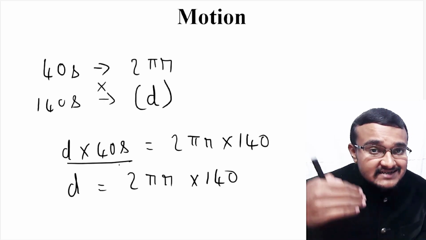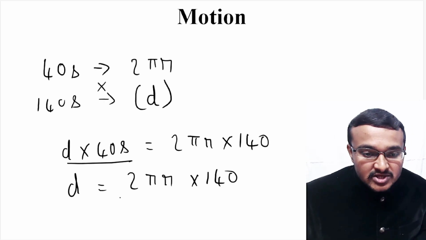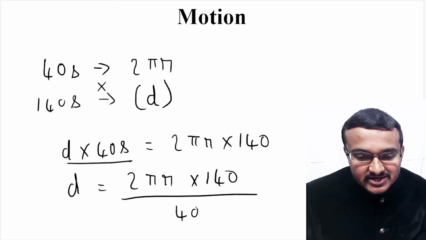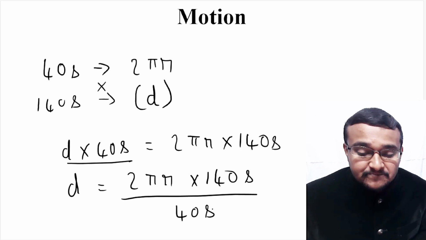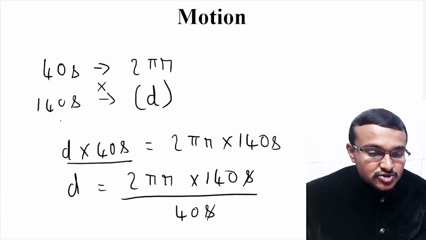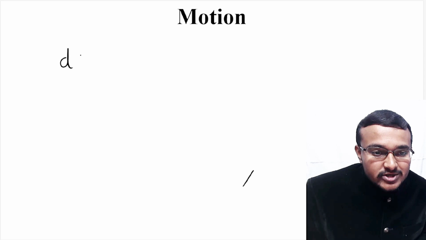That means it acts as a divisor. So 40 seconds will go to the denominator. So 40 seconds will be in the denominator, and in the numerator 140 seconds will be there. So now seconds get cancelled with each other. So now you have to calculate the total distance.